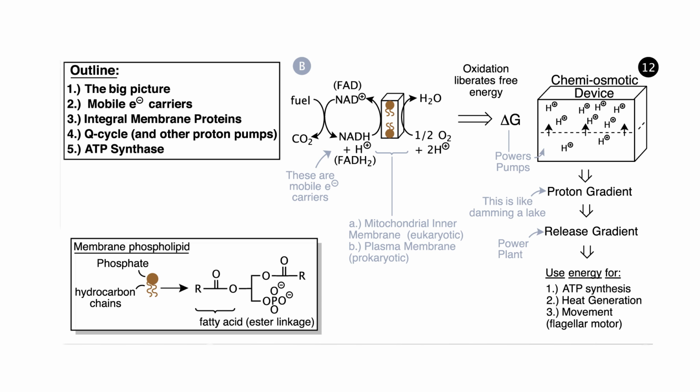Alternatively, let's think of a situation in which you may need to generate heat. You could allow the protons simply to flow back across the membrane through a channel. The energy of the proton gradient would then be released as heat. Thirdly, we can perhaps allow the protons to flow back through a device that creates rotary movement. And that's how, for example, a flagellar motor can spin to move a bacterium from one place to another.